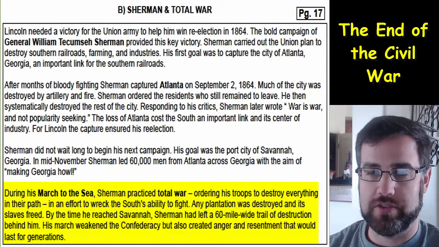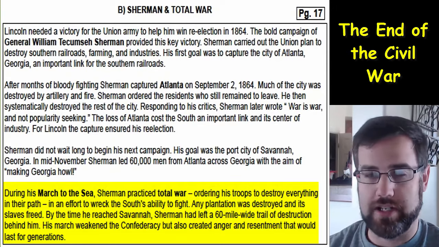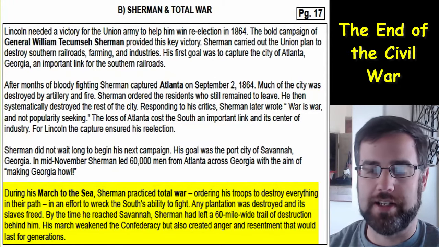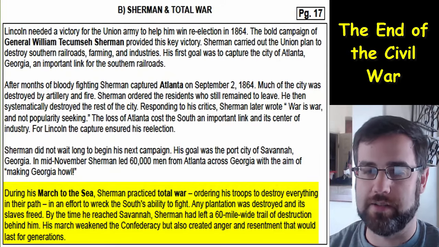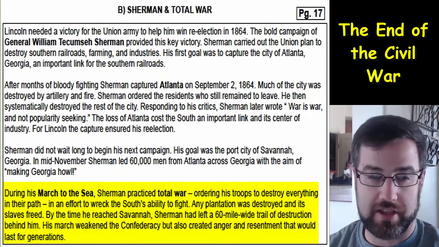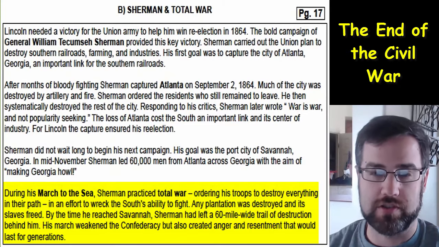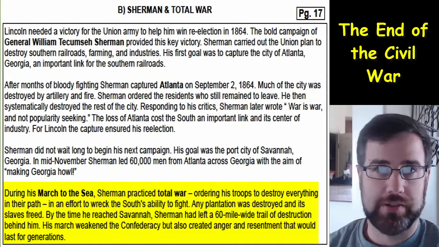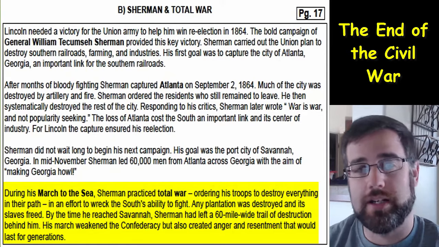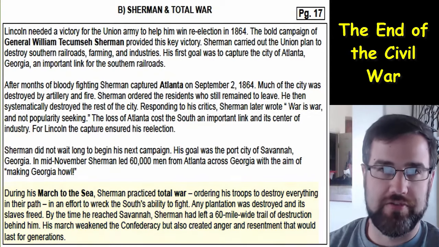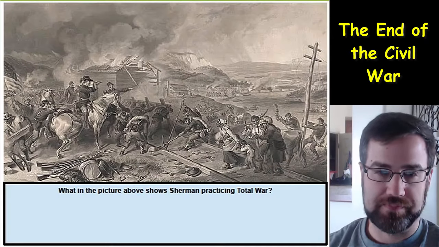Any plantation was destroyed and its slaves freed. By the time he reached Savannah, Sherman had left a 60-mile-wide trail of destruction behind him. His march weakened the Confederacy, but also created anger and resentment that would last for generations. Any crops, fields, cattle that the Union Army did not require, they would end up destroying. So this is more of an attack on the civilian population than the army.